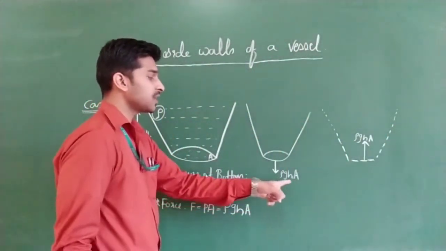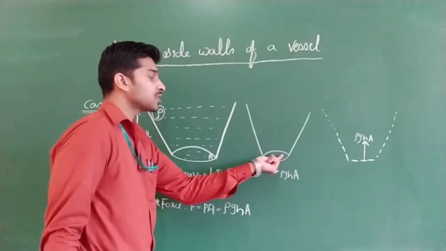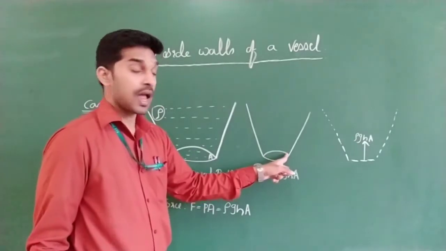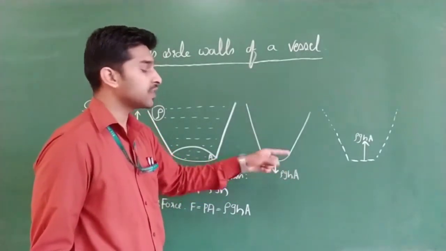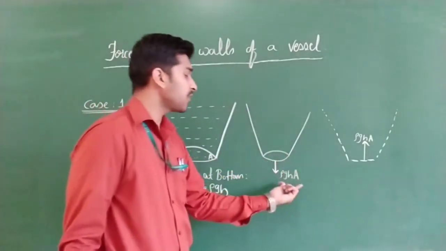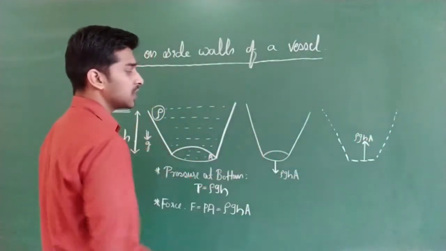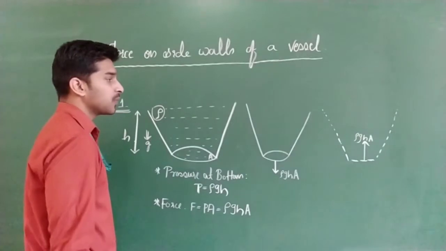Basically, it is nothing but a force at the basement. Force means force exerted by the liquid on the vessel. And simultaneously, what will happen? This vessel will also push an equal amount of force in the opposite direction. That is nothing but rho g h into A. Okay? Now one more point.